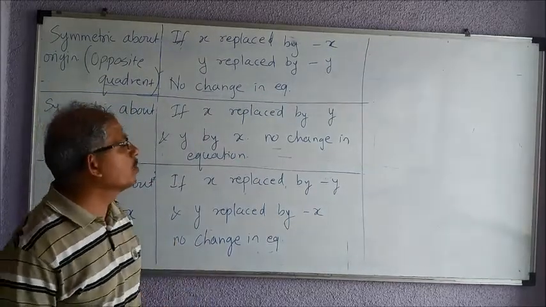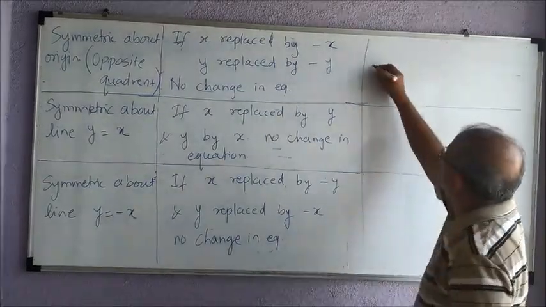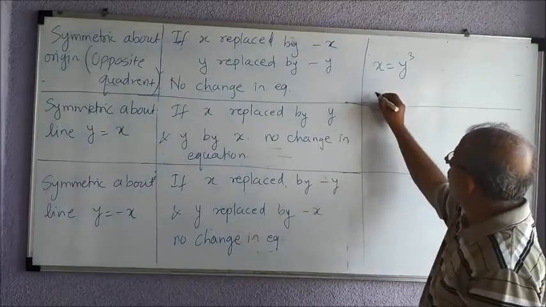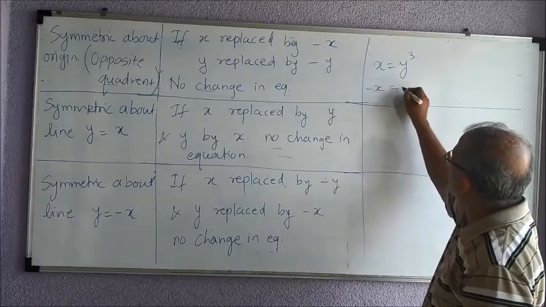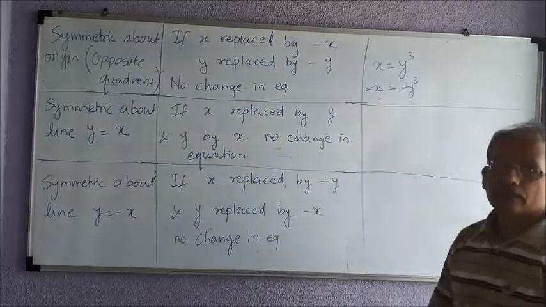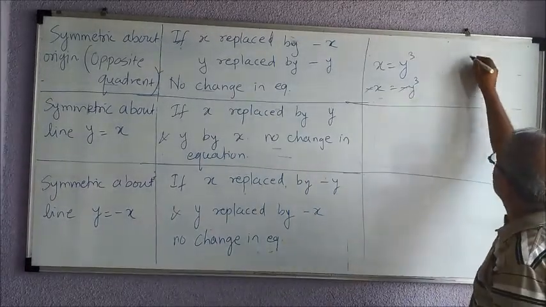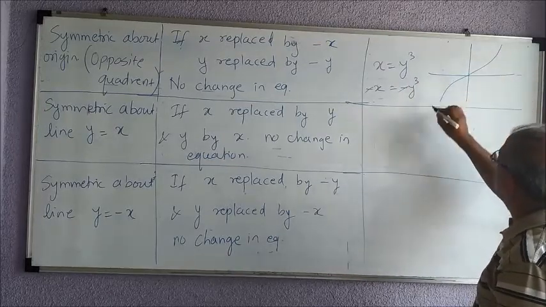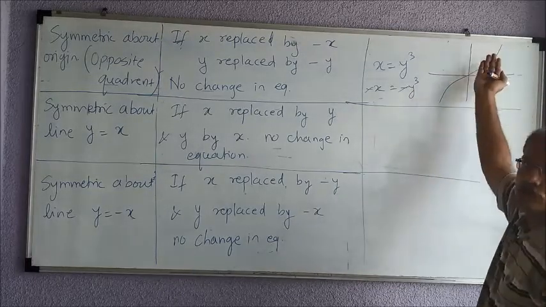I'll give you an example of this, say x equal to y cube. If I replace x by minus x, I get minus x over here. If I replace y by minus y, I get minus y cube, and both these get changed and we get the same equation once again. And what does this curve look like? This curve is like this. See that it is symmetric about the origin.